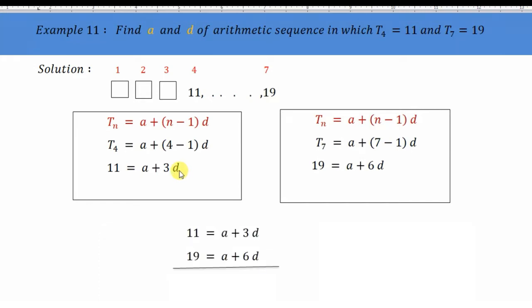Let us take both the equations. If you want, you can put this equation on top or you can put this equation on top, but you'll get the same answer at the end. So you can put any equation on the top.